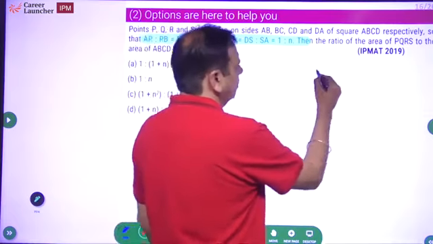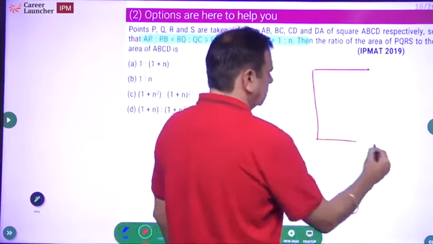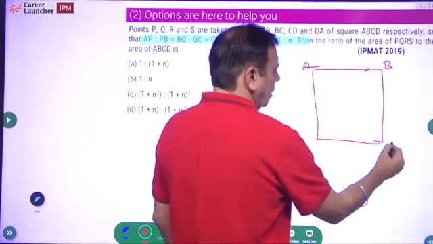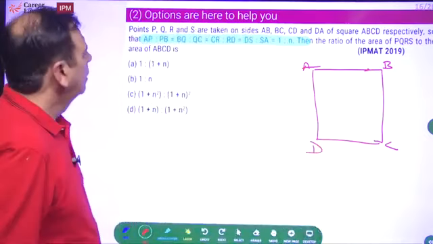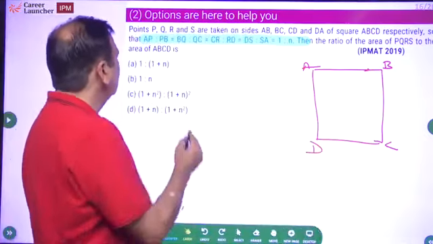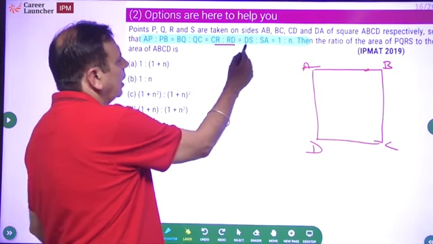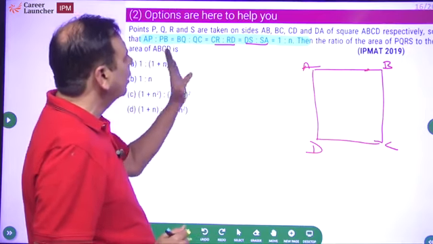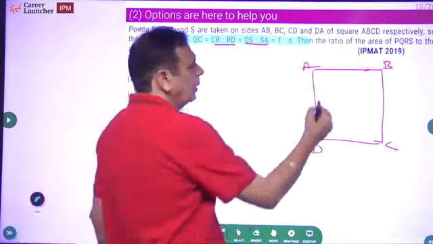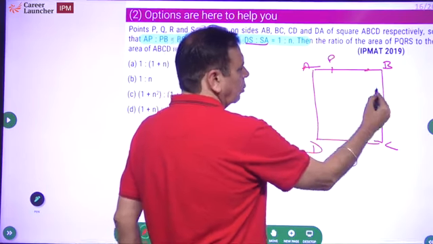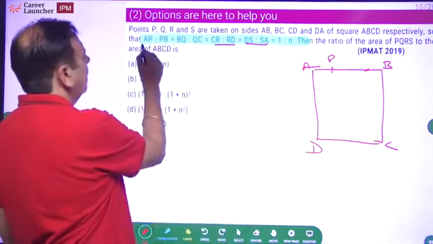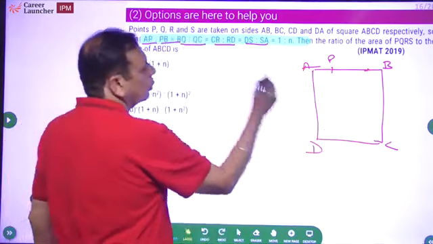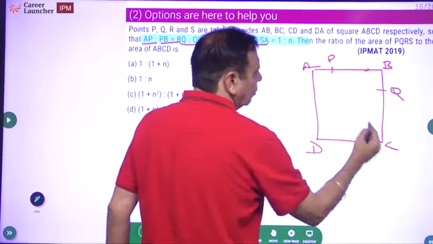It says ABCD. ABCD is a square. Okay. Done? Now, AP is to PB is equal to BQ is to QC, CR is to RD, DS is to SA, 1:n. Okay? What are these PQRS? PQRS are on AB, BC, on the four sides. So, I took P here. Q, now remember, it says AP to PB should be equal to BQ to QC. So, if I put Q here, so QC.